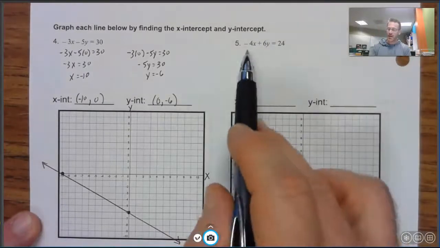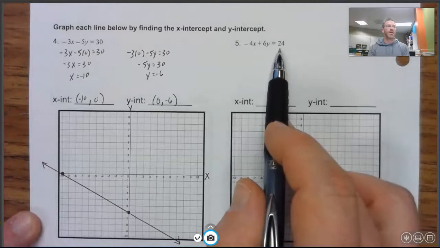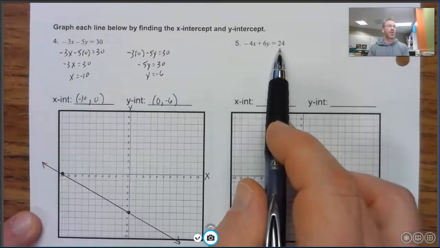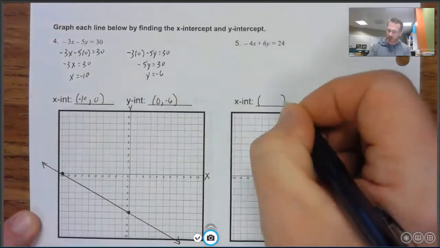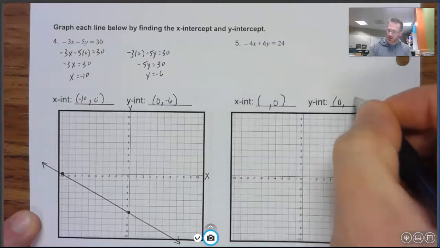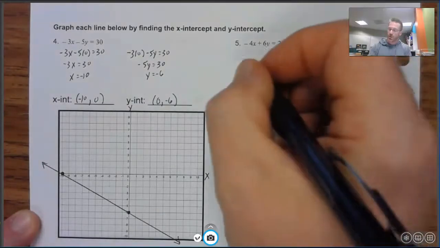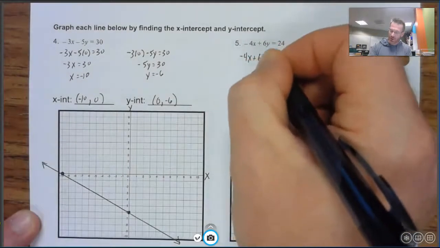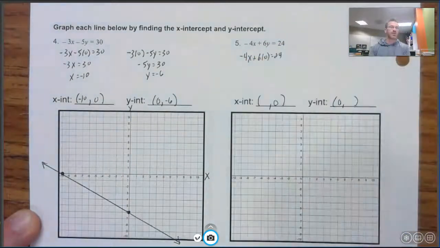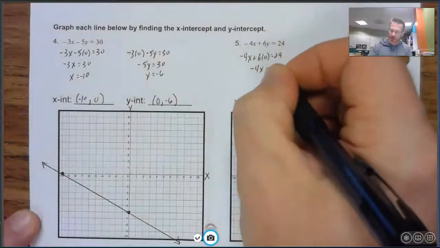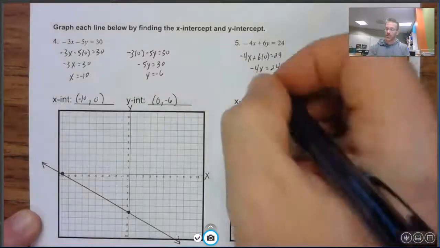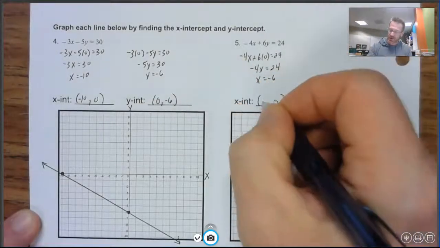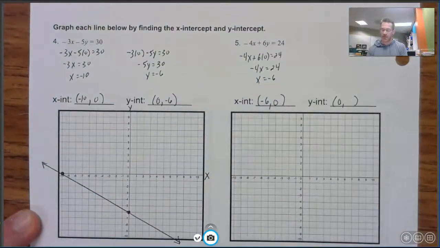Let's look at number 5. Once again, I can tell it's linear: no exponents, no absolute value bars. I know it's standard form because the x and the y are together on the same side. So I'm going to get right into my process, finding the x-intercept and then the y-intercept. Negative 4x, and I'm going to put 0 in for y. 6 times 0 is 0. That leaves me negative 4x is equal to 24. Negative 4 times what is 24? Once again, we get negative 6 here. So there's my x-intercept, negative 6, 0, which is that point right there.